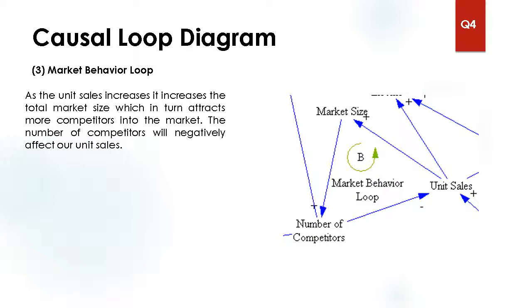Third loop, market behavior. As the unit sales increase, it increases the total market size, which in turn attracts more competitors into the market. The number of competitors will negatively affect our unit sales.